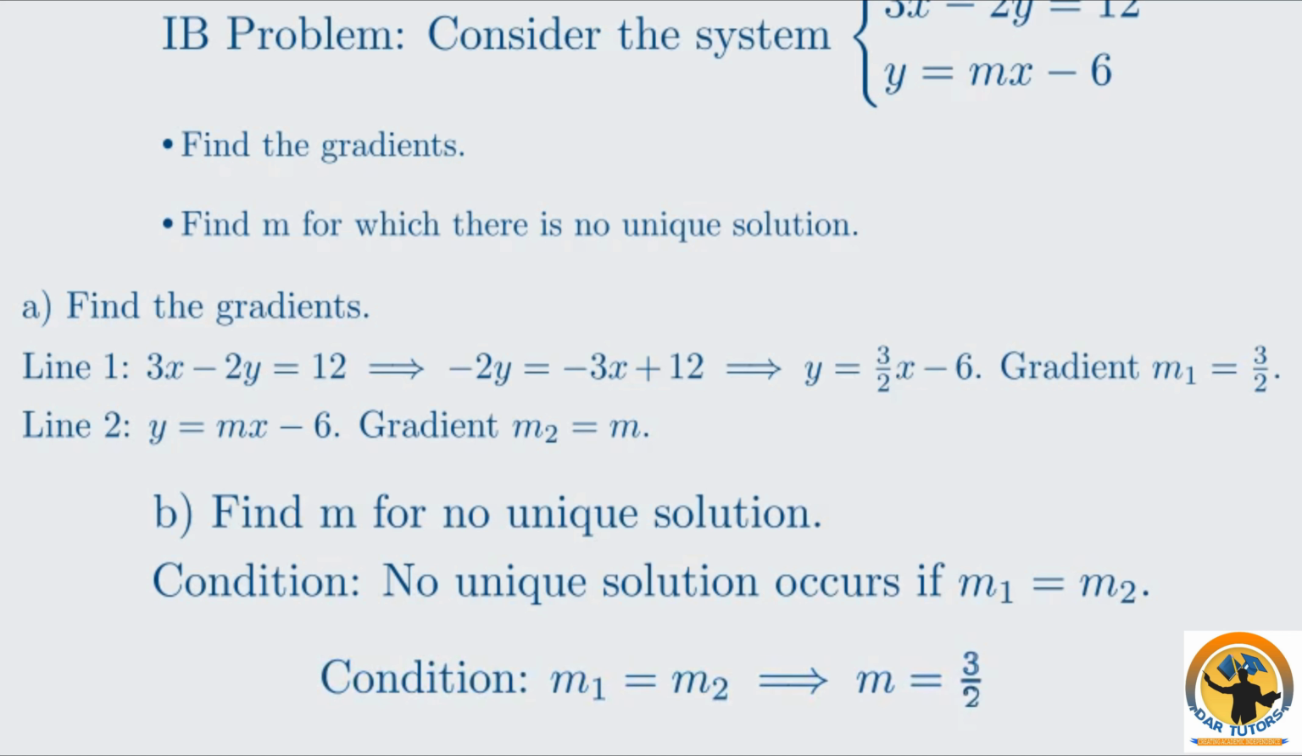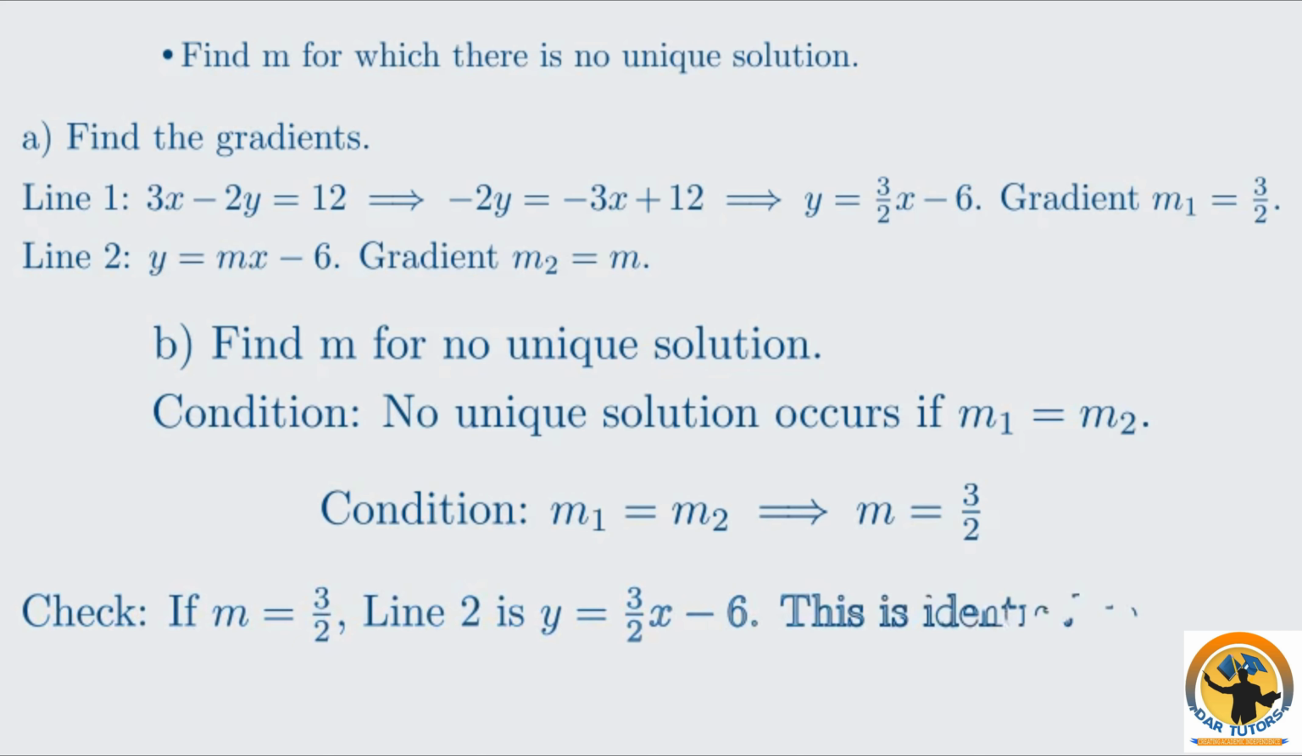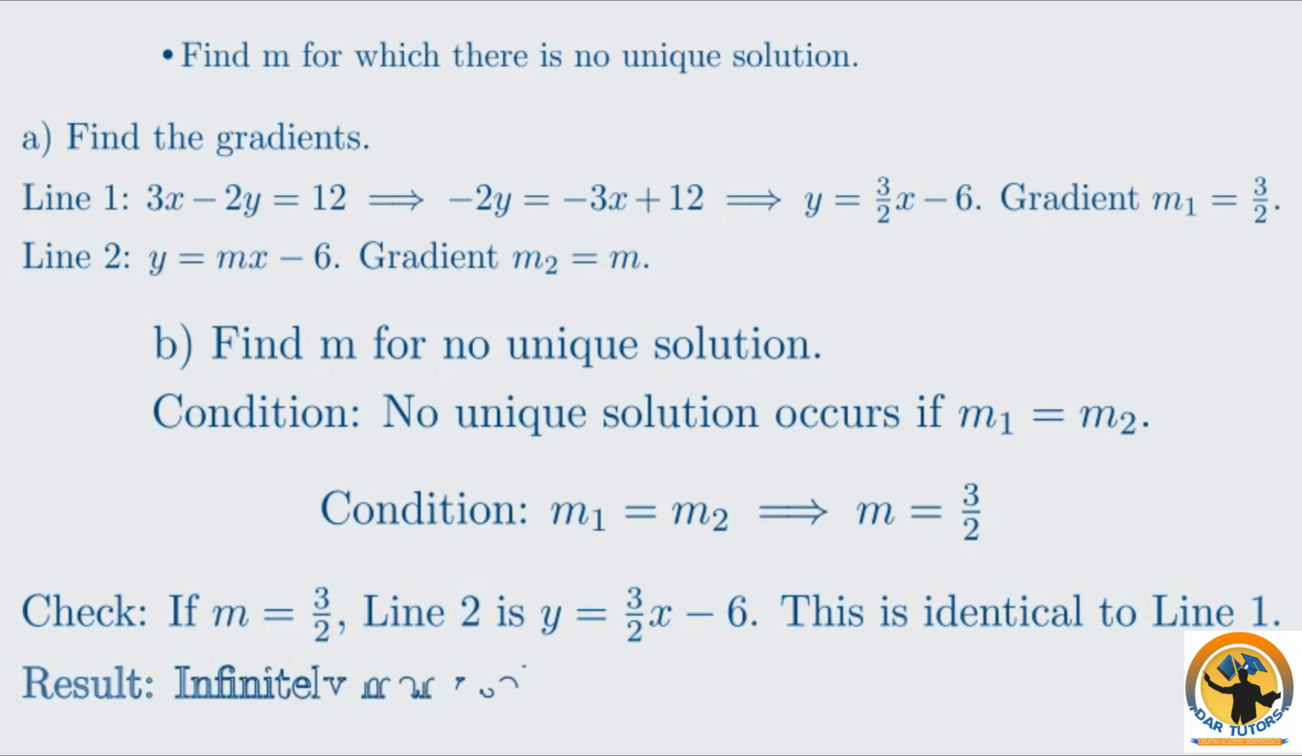Let's check which specific case this leads to. When m is 3/2, the second equation becomes y equals 3/2 x minus 6. This is exactly the same equation as the first line. Thus, these are coincident lines, and there are infinitely many solutions. We have successfully found the value of m. We have now learned to distinguish between different types of systems of linear equations based on their gradients.